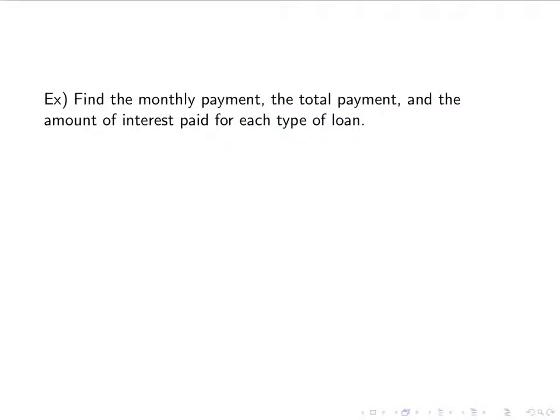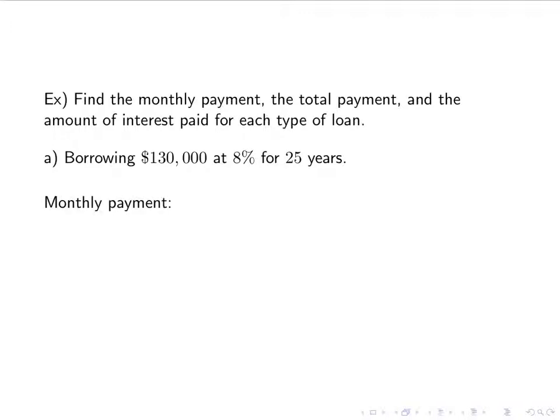So for our first example, we want to find three things: the monthly payment, the total payment, and the amount of interest paid for each type of loan. So the first loan is you're borrowing $130,000 at 8% for 25 years. To find the monthly payment, we go to our table and we look at 8%, 25 years. And on that table, we see $7.72. So that is the number that we're interested in.